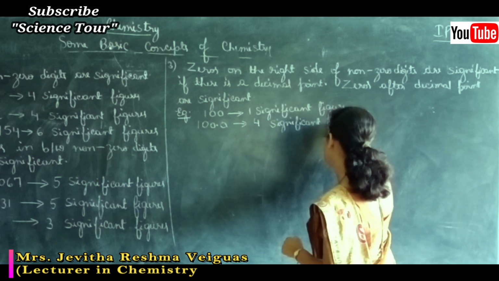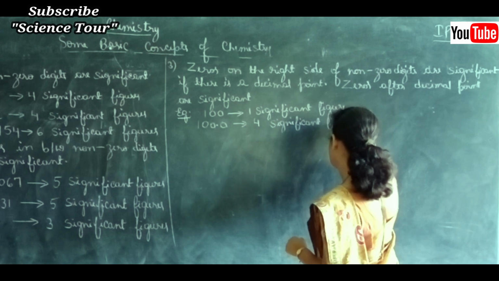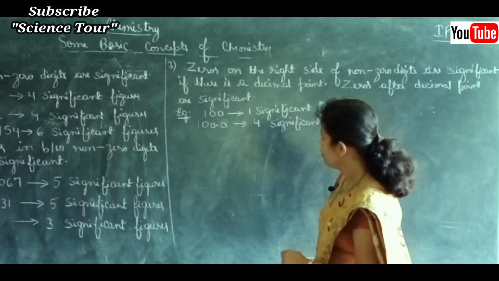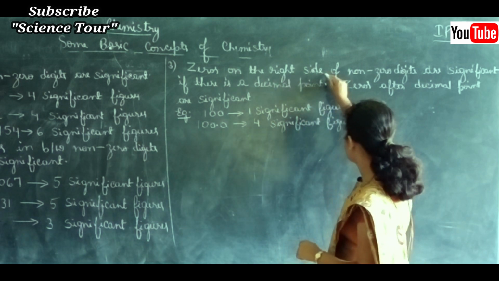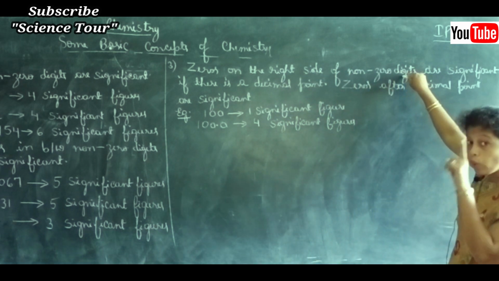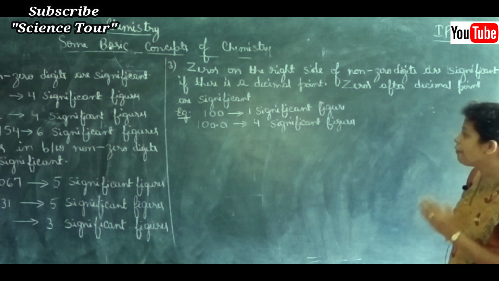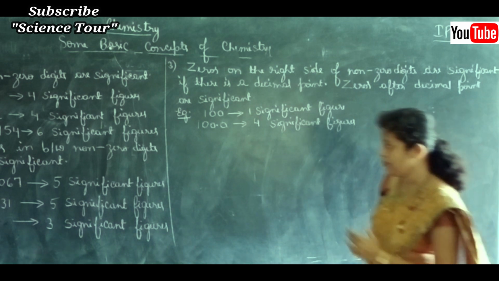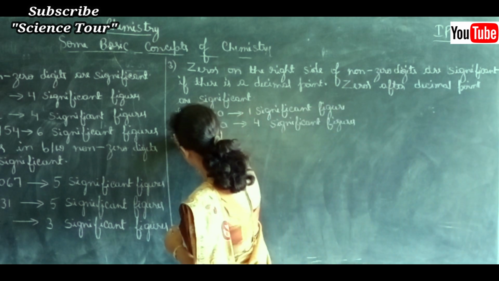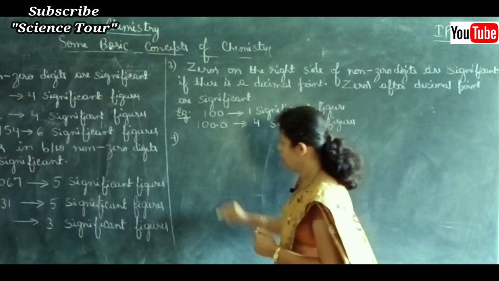4 significant figures. So remember, students, zeros on the right side are significant only if there is a decimal point, and zeros after the decimal point are also significant. That is rule number 3. Next, let us take rule number 4.